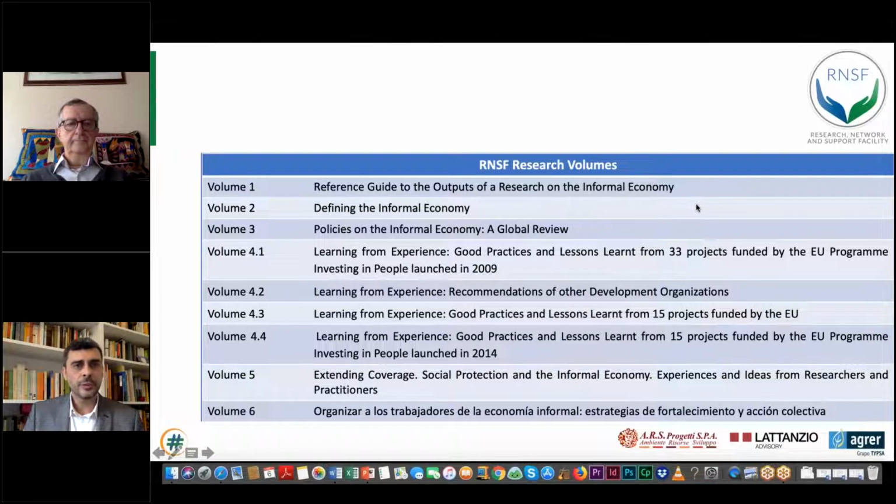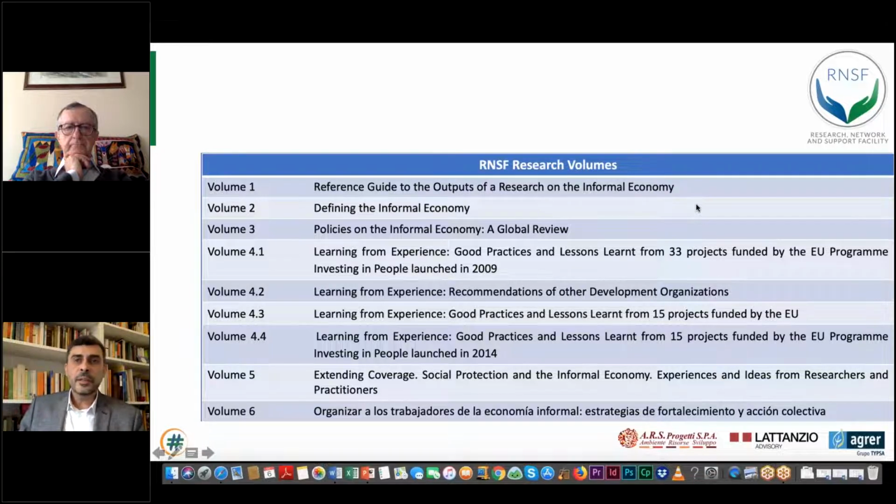Volumes 4.1, 4.2, 4.3 and 4.4 are related to the analysis of what we can learn from experiences, so from projects. Volumes 4.1 and 4.4 are related to projects funded by the European Union, specifically in the thematic program Investing in People between 2009 and 2014, and you have an analysis of these good practices, while in volume 4.3 you have the good practices extracted from 15 other projects also funded by the EU that are not directly related to the informal economy, but are working with groups of informal workers. So that's why we have analyzed them.